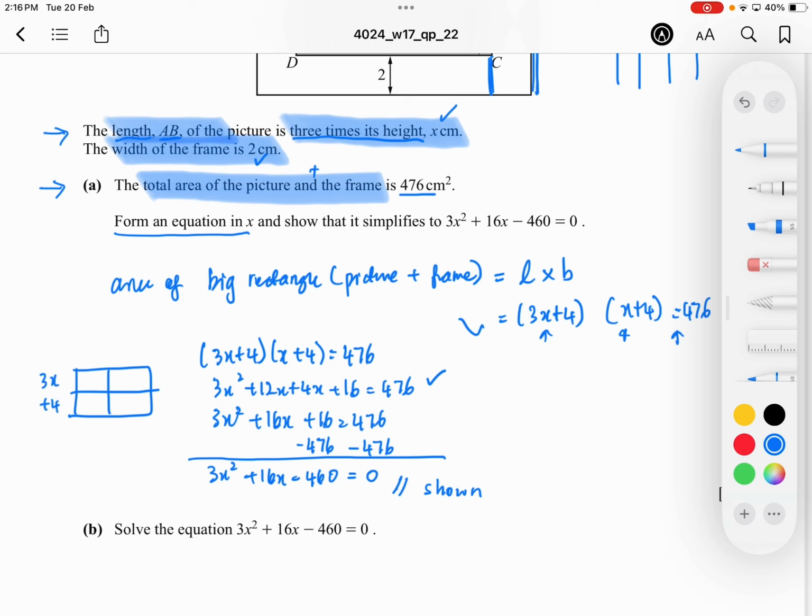3x plus 4, x plus 4. So 3x square plus 12x plus 4x plus 16. Anybody did the box method stage? Thumbs up? Okay, now you know where you go wrong. You have already done the box method. You made an error? Fine. Even if you make an error, you should get this expression.